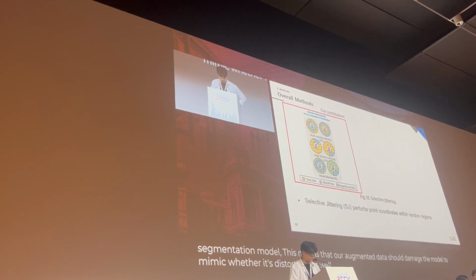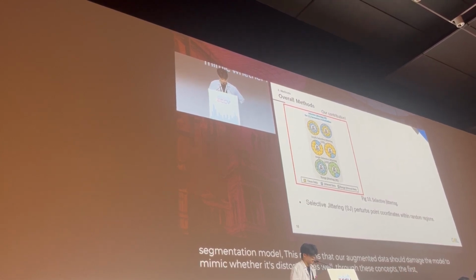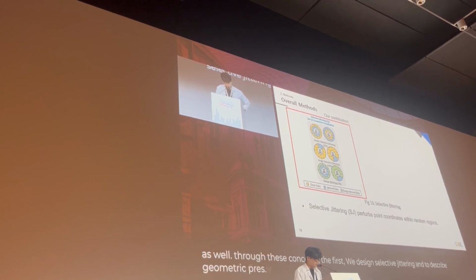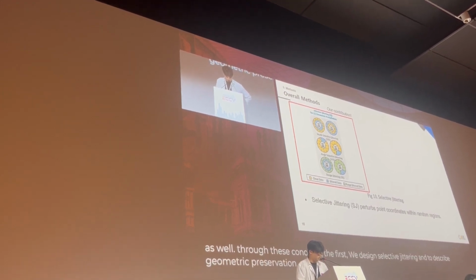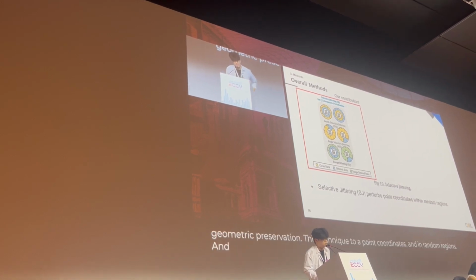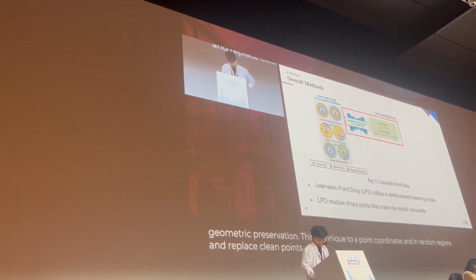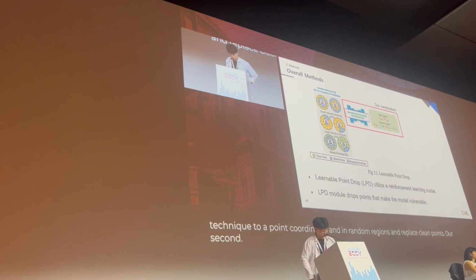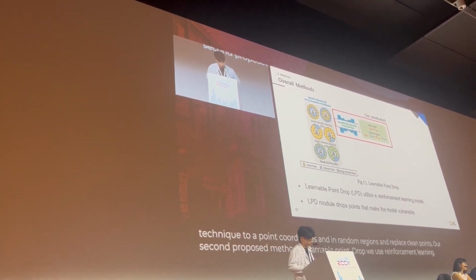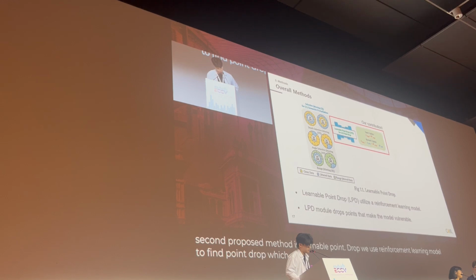Through these concepts, first, we design selective jittering to describe geometric perturbation. This technique perturbs point coordinates in random regions and replaces clean points. Our second proposed method is learnable point drop. We use a reinforcement learning model to find point drops which hinder LiDAR segmentation.